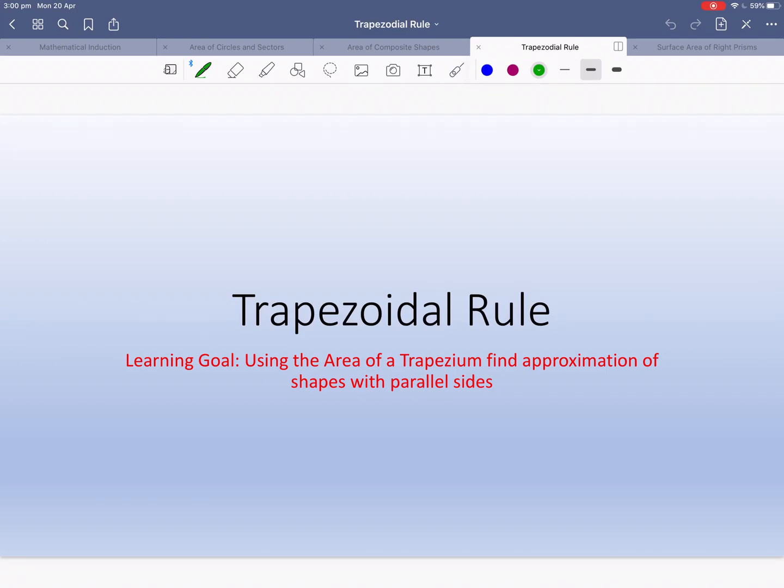So in this lesson, we're going to learn about the trapezoidal rule, okay? So it's using the area of a trapezium. We're going to somewhat use that to find the approximation of shapes with parallel sides. I'll talk more about that, but essentially, we're going to look at an approximation. Now, approximation is not exact, but often it gets us a pretty good example of what it is, okay? So write this down. If you think the trapezoidal rule sounds a lot like trapezium, it's because they're directly involved with each other.